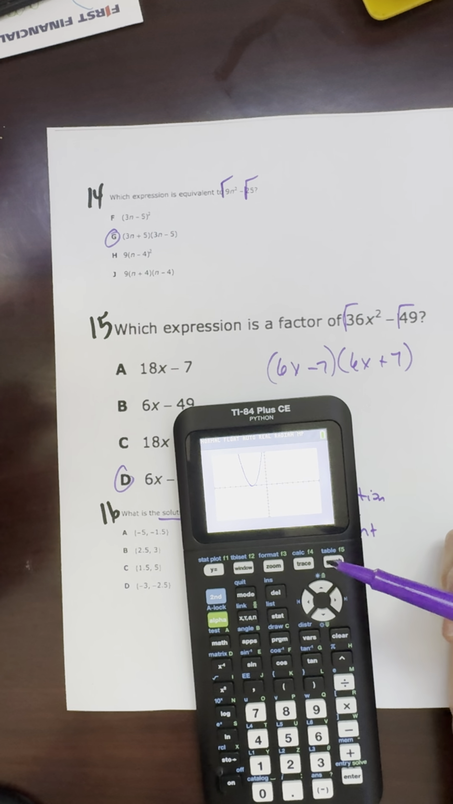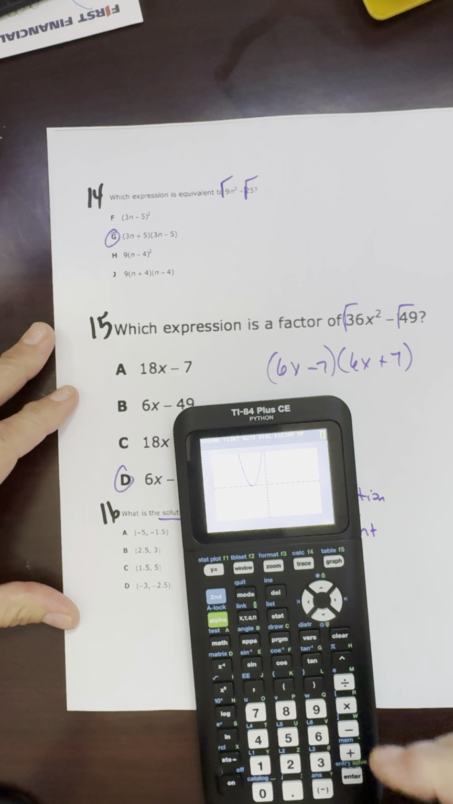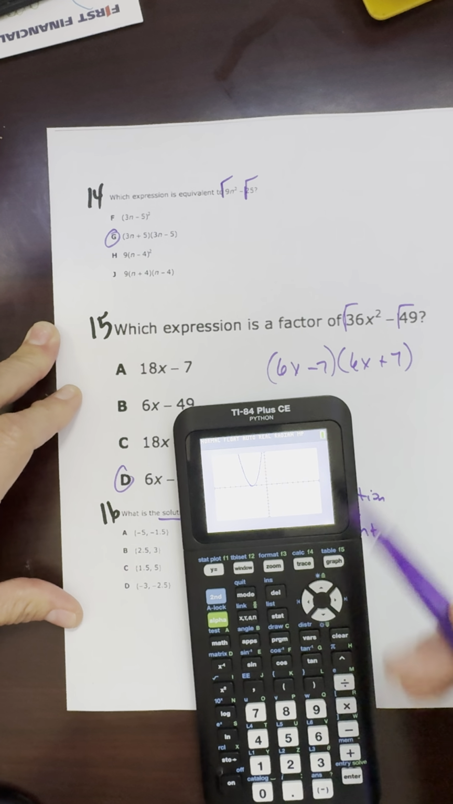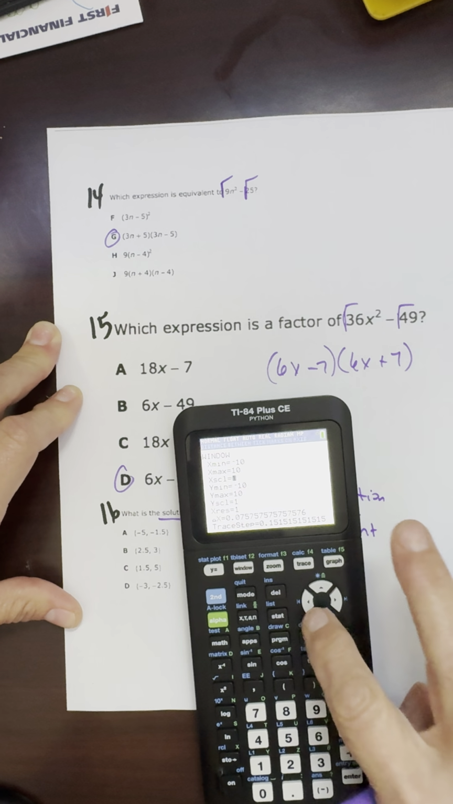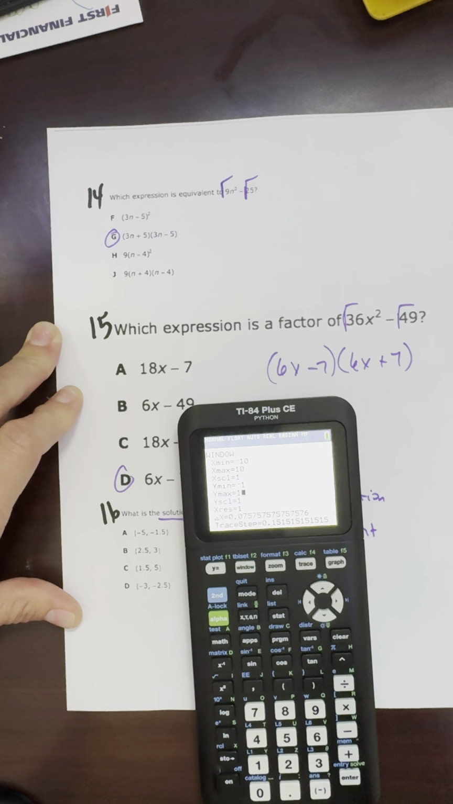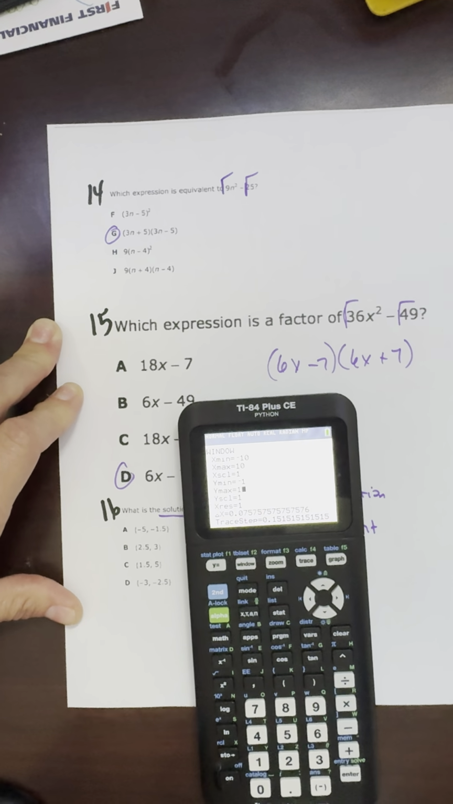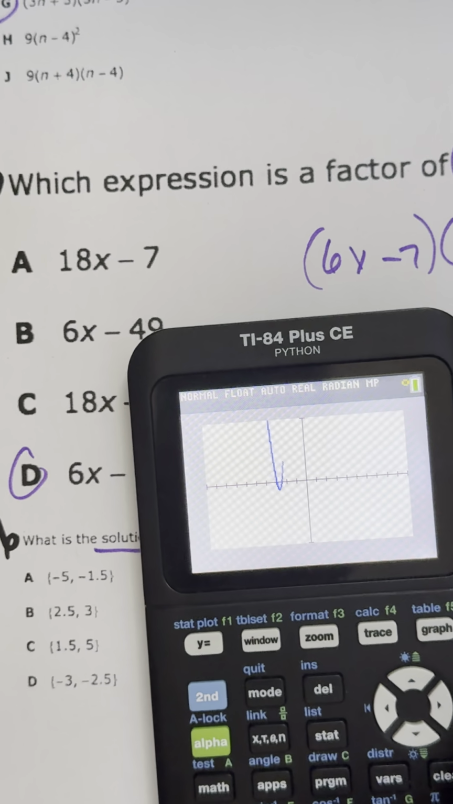So my solution is positive or negative. The x-intercept has to be negative. They're on the negative side. And so let's kind of zoom in a little bit. So window, I'm going to change this to -1 and 1 on my y max. And I'm going to zoom in a little bit. There we go. Graph again.